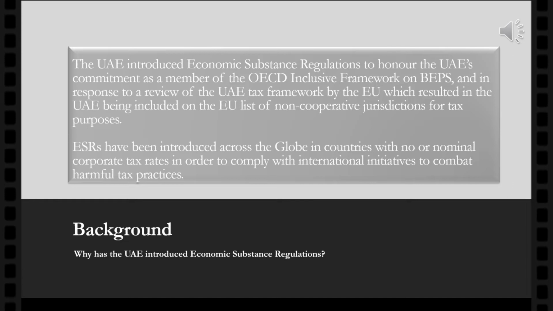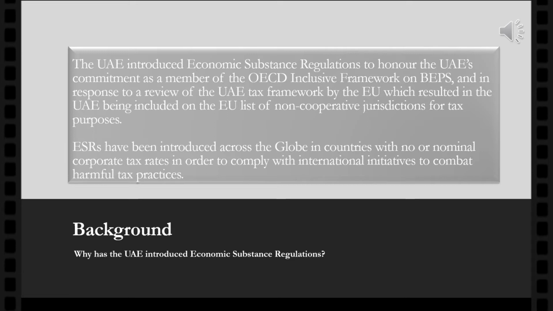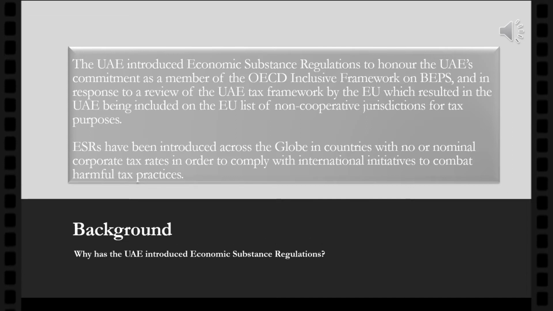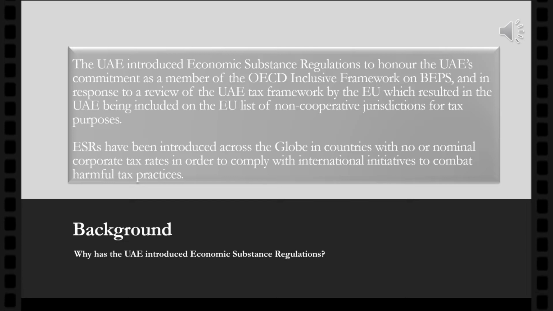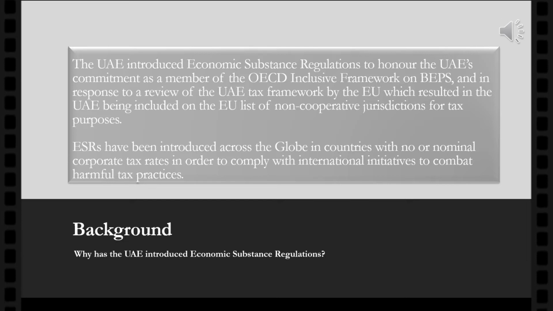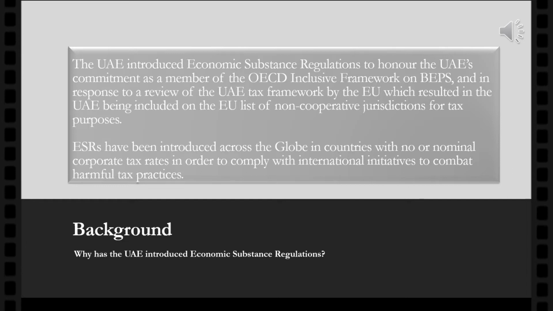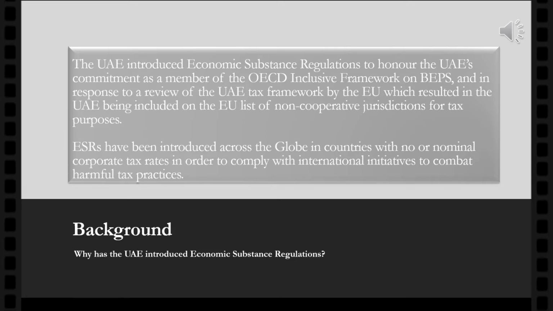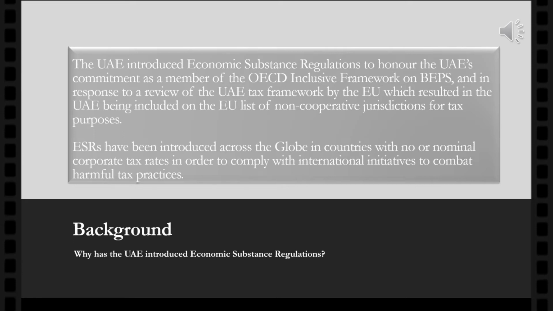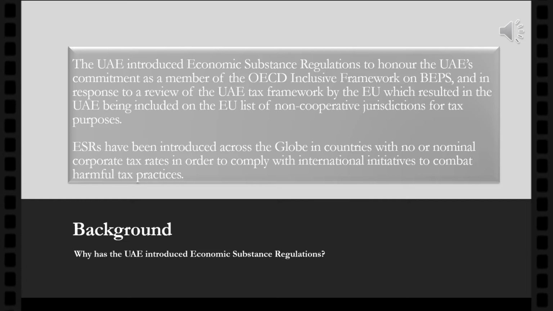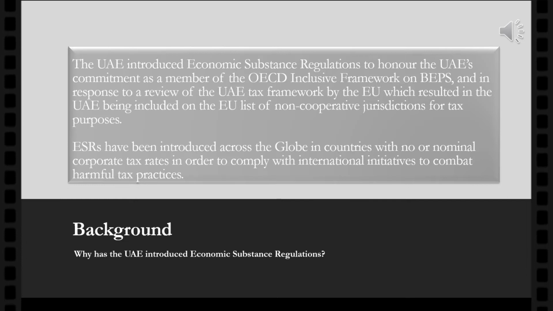So now let's see why UAE has introduced Economic Substance Regulation. The UAE has introduced Economic Substance Regulation to honor the UAE's commitment as a member of OECD Inclusive Framework on BEPS and also in response to a review of the UAE tax framework by the European Union, which resulted in the UAE being included on the EU Blacklist. So the issuance of the Economic Substance Regulation on 30th April 2019 and the subsequent release of the guidance on the application of the regulation on 11th September 2019 has ensured that the UAE has been removed from the EU Blacklist.